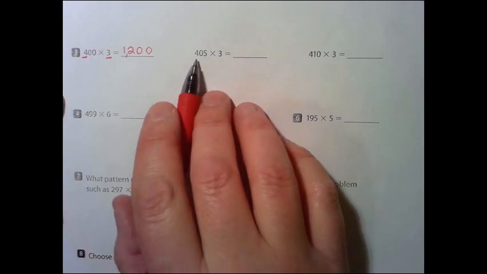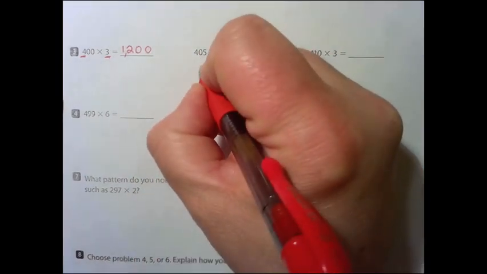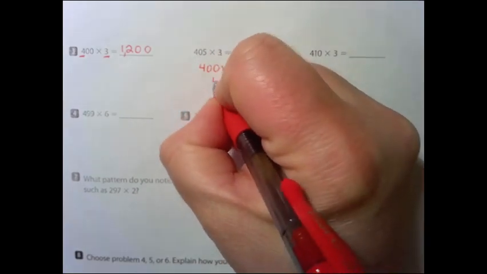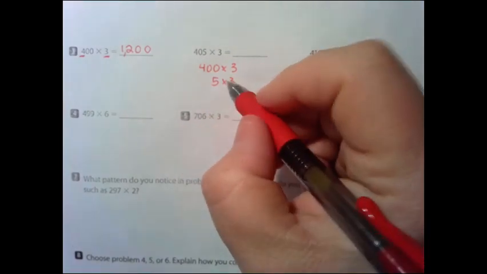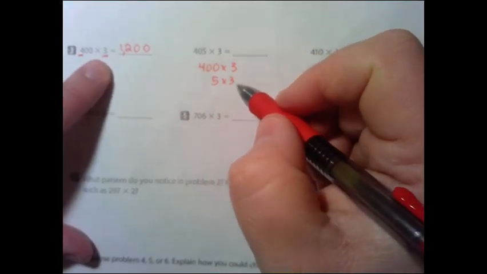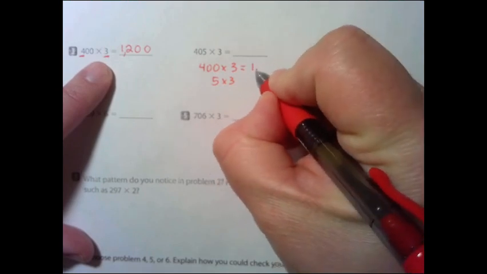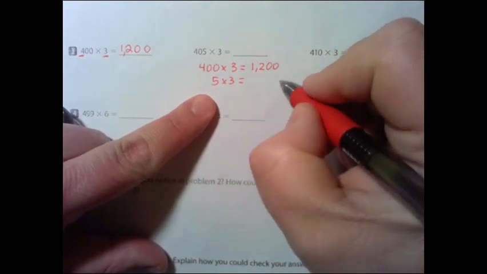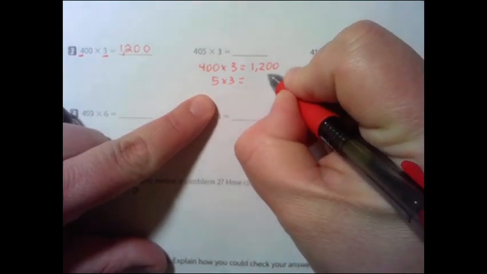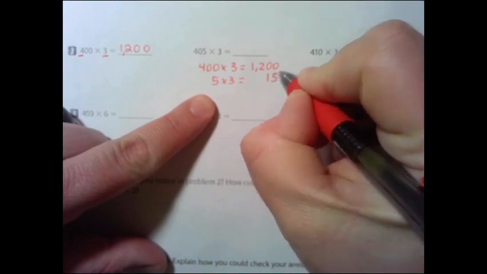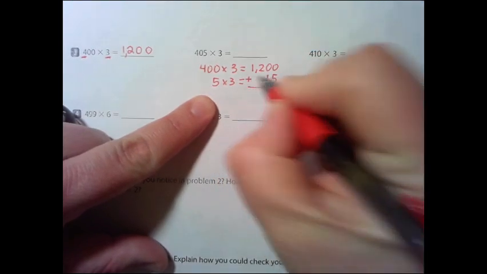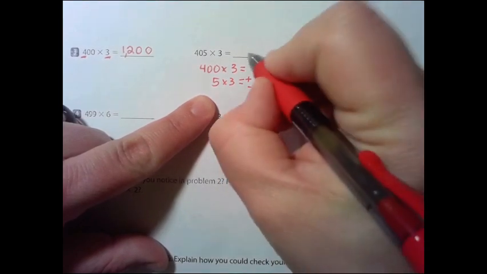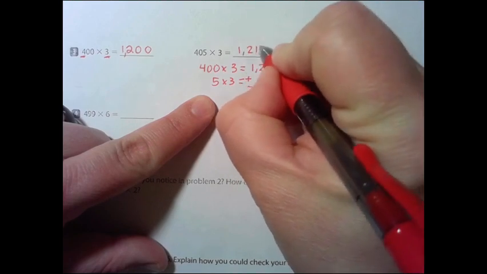So now, again, we could take 405. We can break it apart and go 400 times 3, and then 5 times 3. Well, I know that 400 times 3, we just did it, is 1,200. 5 times 3 is 15. Again, I'm going to make sure I put my 1 in my tens place, my 5 in my ones place. Add these up together. So we get 1,215 as our answer.